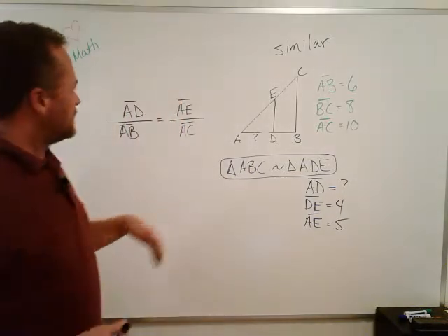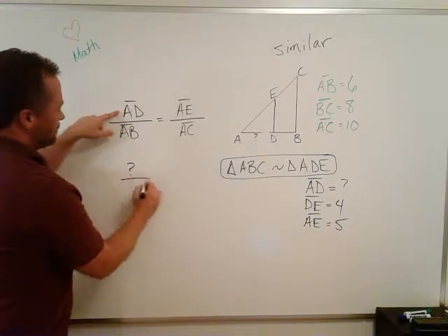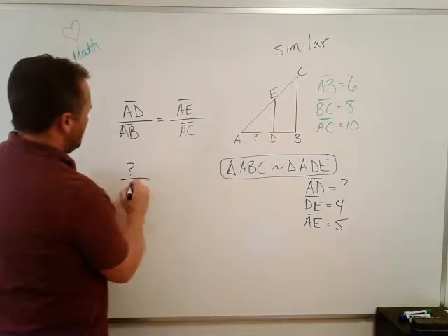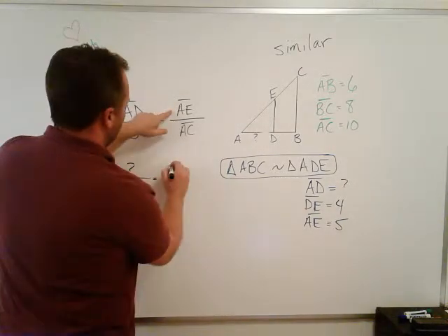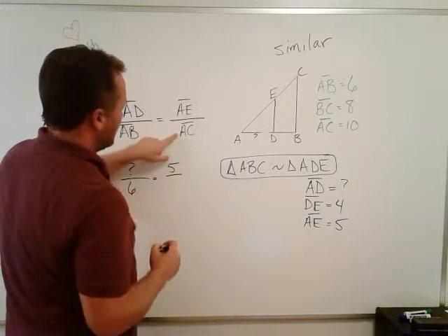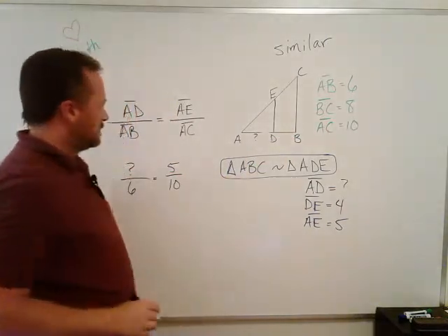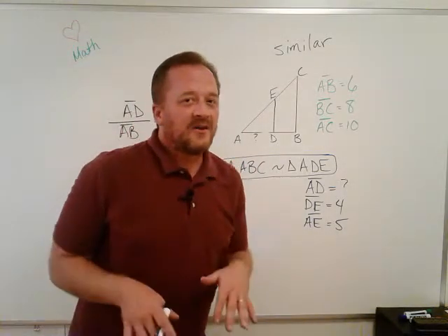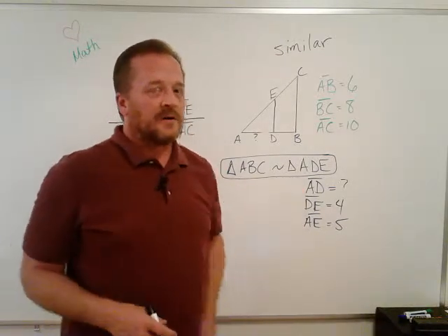Now I'm actually going to use the numbers. AD has a measure of, we don't know, even though we do. AB has a measurement of 6. AE, down there, has a measurement of 5. And finally, AC has a measurement of 10. Okay? Now, we already know the measurement of AD, because I showed it to you earlier.